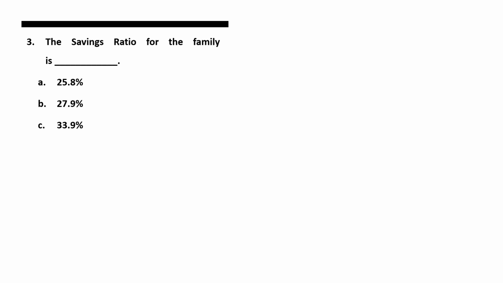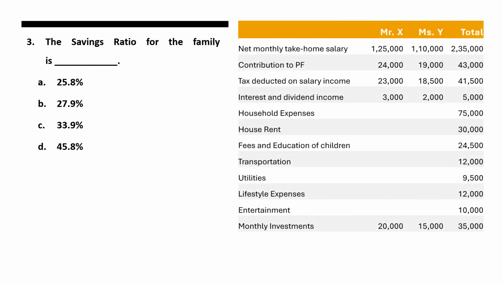Okay, the next question is savings ratio for the family is dash. Again, we have 4 options here and the information. So using this information we can calculate the savings ratio. Now to calculate the savings ratio we need 2 things. We need the total savings and we also need the gross income.